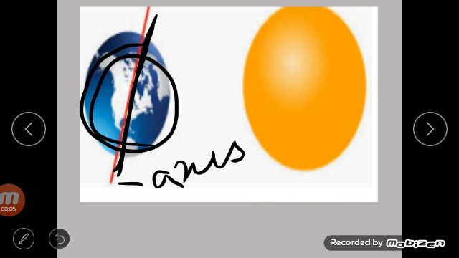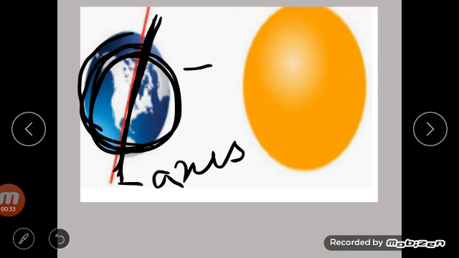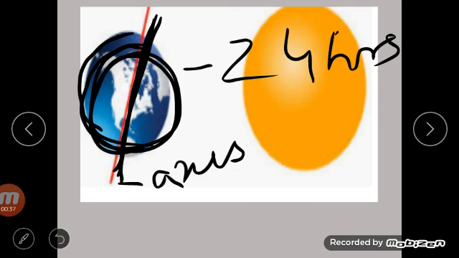The spinning movement of earth about its axis is called rotation. When the earth moves on this imaginary line, which is called the axis, the earth moves like that on its axis, and that is called rotation. It takes 24 hours for the earth to complete one rotation. This movement takes 24 hours to complete. How much time? 24 hours to complete.